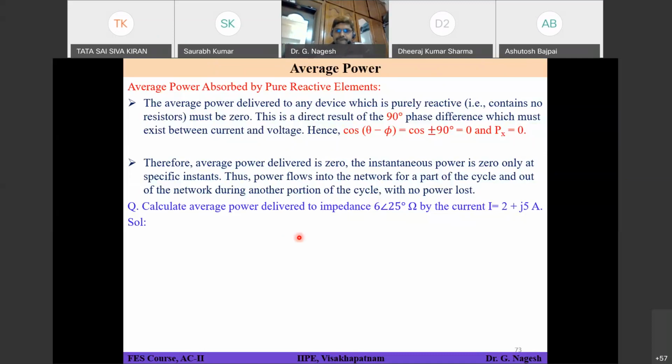Okay then, so based on these conclusions we will quickly see one small problem. Here they are asking: calculate the average power delivered to an impedance of 6 at an angle of 25 degrees by the current I equal to 2 plus j5. Try to calculate the average power delivered to this impedance.